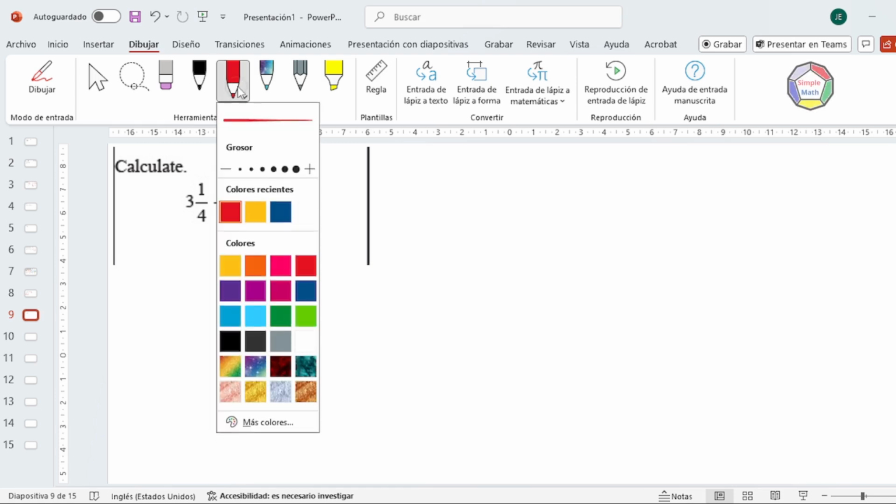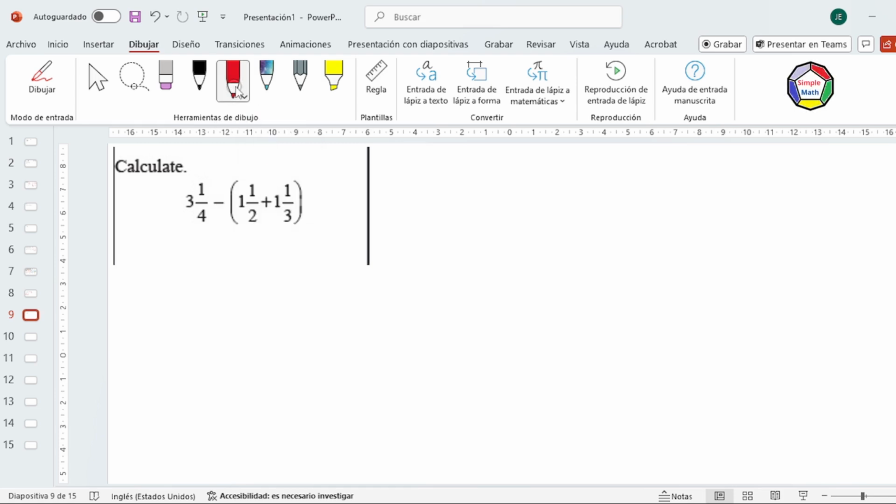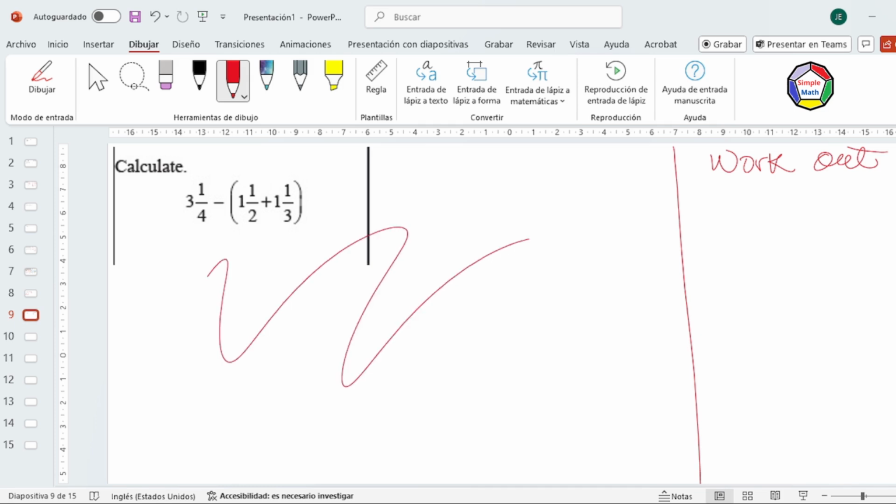What I'm going to do is leave space to figure it out, or to work out. This is my workout space. In this space, I'm going to solve, and this is going to be my space to work out. Let's start working with this.